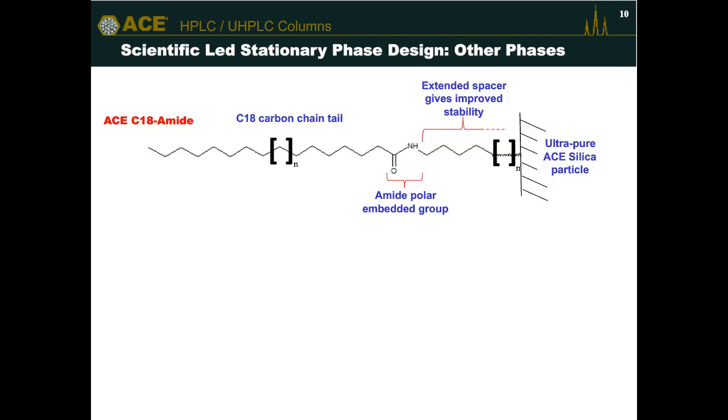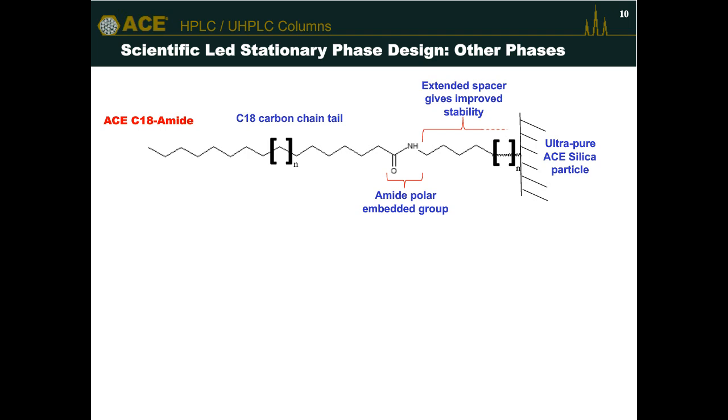Other types of phases and phase chemistries provide different mechanisms. This is an example of a polar embedded phase, and you can see here that we have the embedded amide group. The difference with this particular polar embedded phase is we have a longer extended alkyl chain spacer between the polar embedded group and the silica particle. This gives this phase stability.